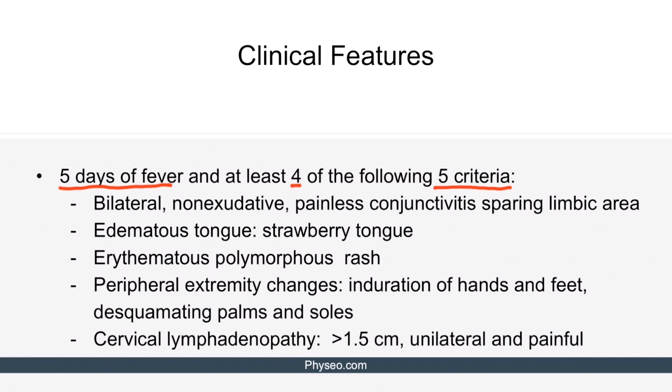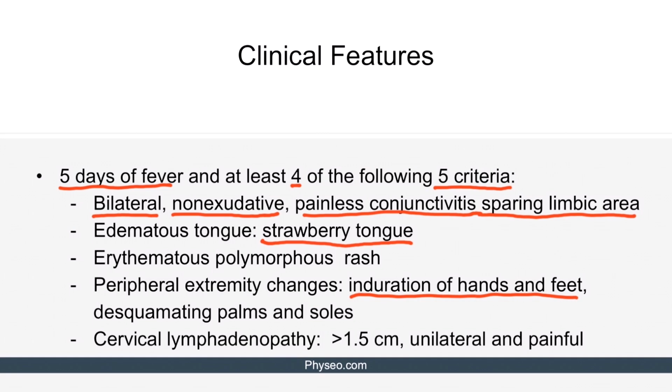Clinical features included in the criteria are bilateral non-exudative painless conjunctivitis sparing the limbic area, edematous tongue with small white bumps, commonly referred to as the strawberry tongue, based on how it appears. Also, erythematous polymorphous rash, peripheral extremity changes, and those extremity changes can include induration of the hands and feet, and desquamating palms and soles. Lastly, the 5th criteria is cervical lymphadenopathy, which is greater than 1.5 centimeters, and it's usually just on one side, so unilateral, and the patient finds it painful.